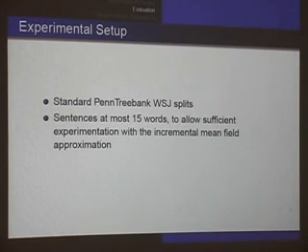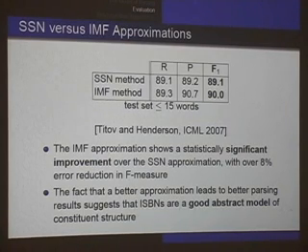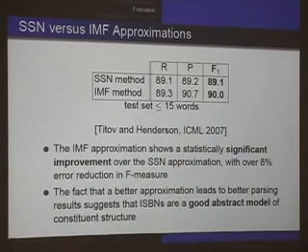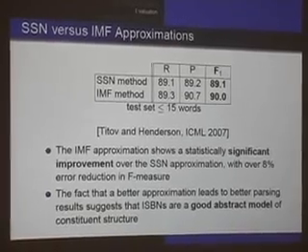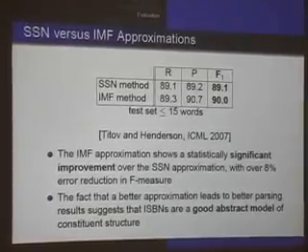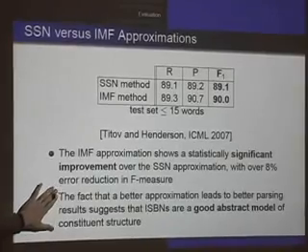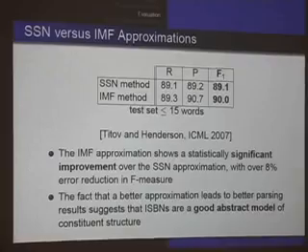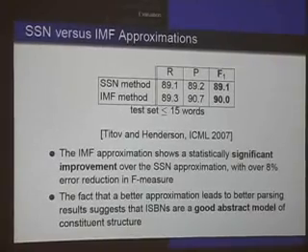So the results on that data set are that the incremental mean field does do significantly better than the neural network, almost a full percentage point, which is a lot for this task and these levels of performance. And therefore, we conclude that ISBNs are a good abstract model. They're something worth trying to approximate.